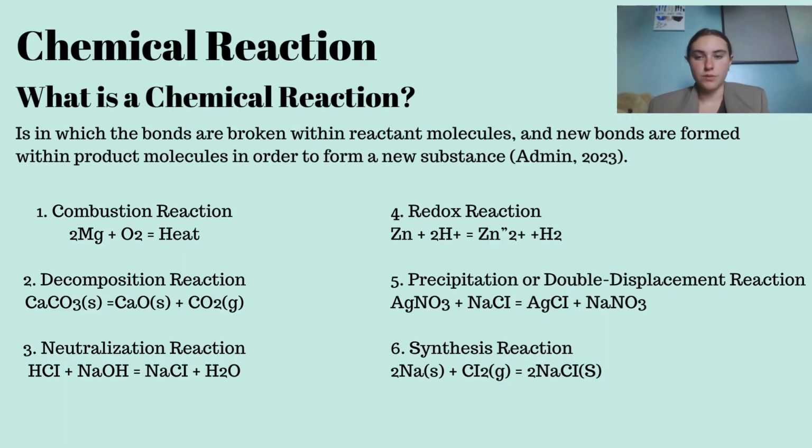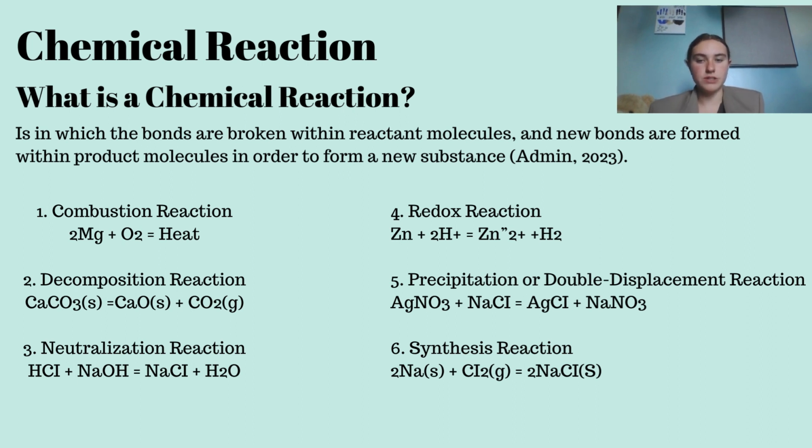Chemical reaction. What is a chemical reaction? It is a process in which the bonds are broken within reactant molecules and new bonds are formed within product molecules in order to form a new substance. There are many types, like combustion reaction. A combustion reaction is a reaction of a combustible material with an oxidizer to give an oxidized product.